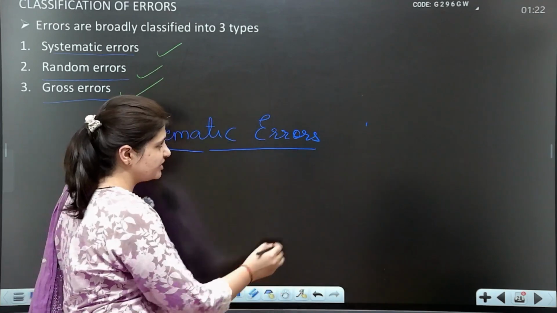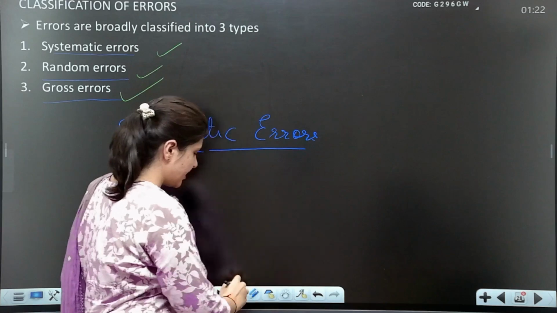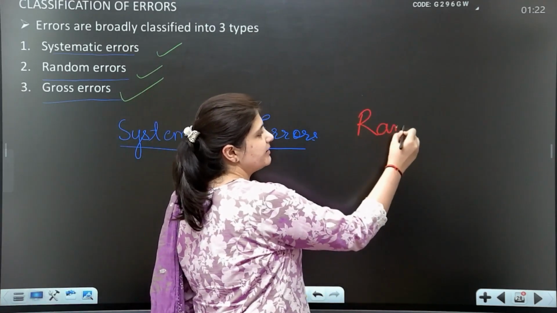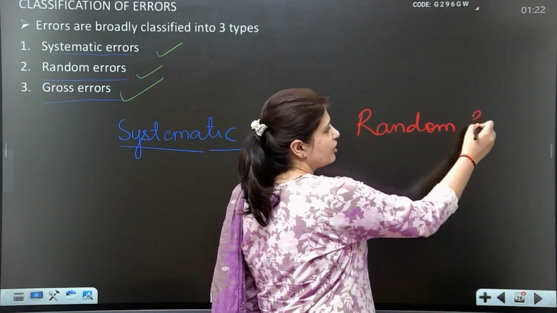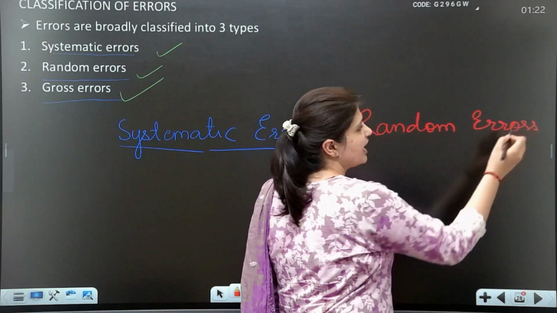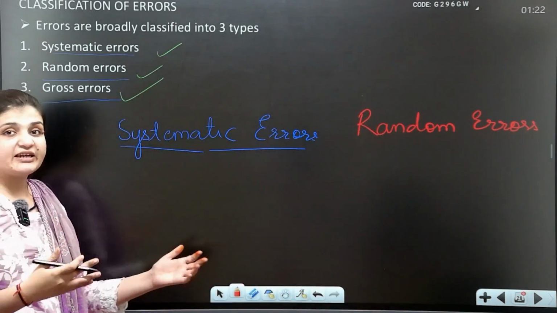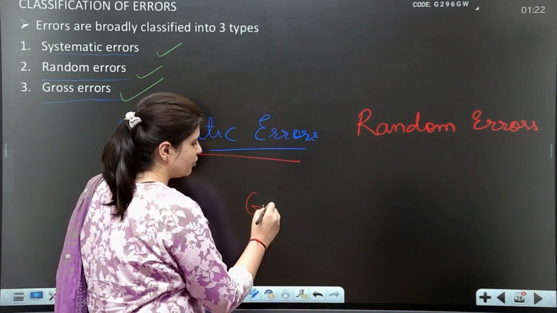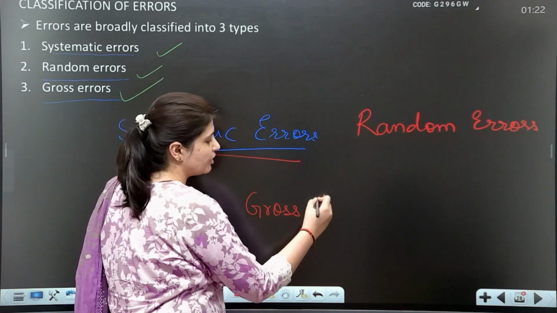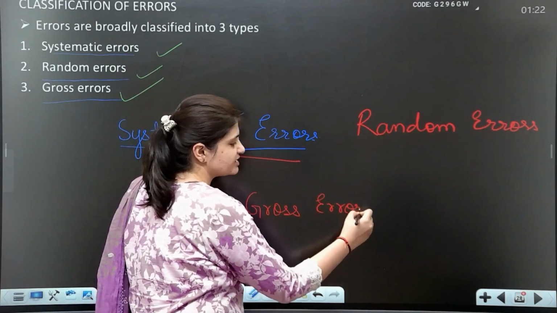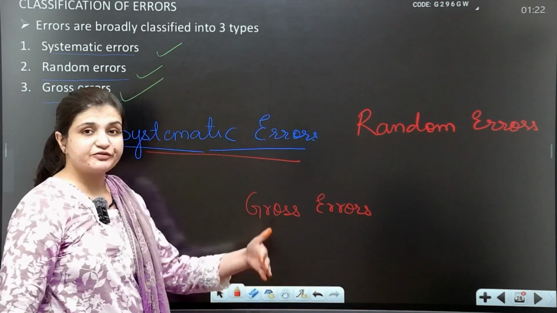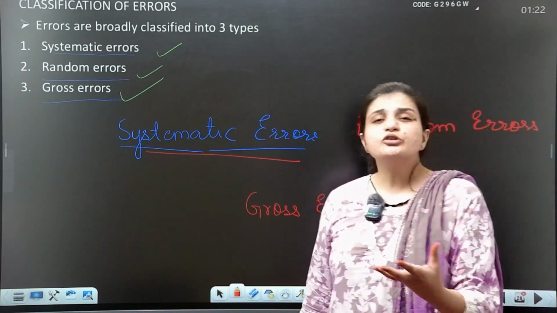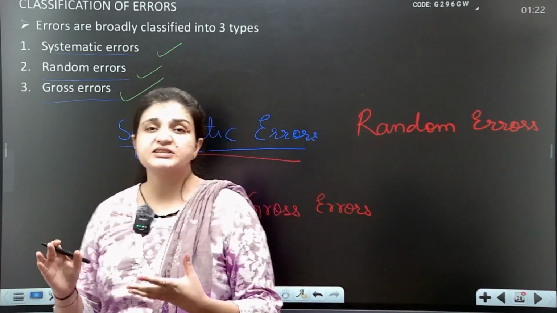We have the random errors, and then gross error. So this is how the classification of errors has been done. We have three types of errors: systematic, random and gross. So now we will learn about this in detail.